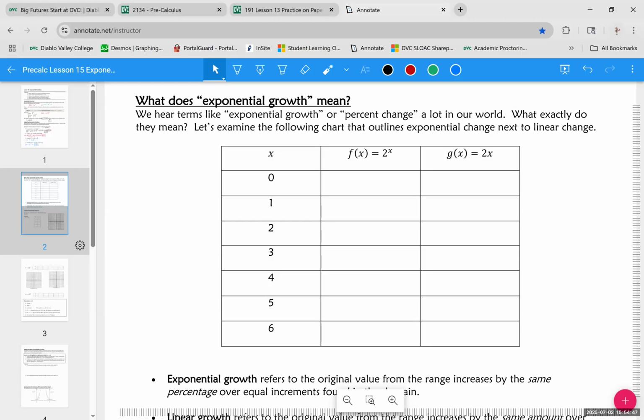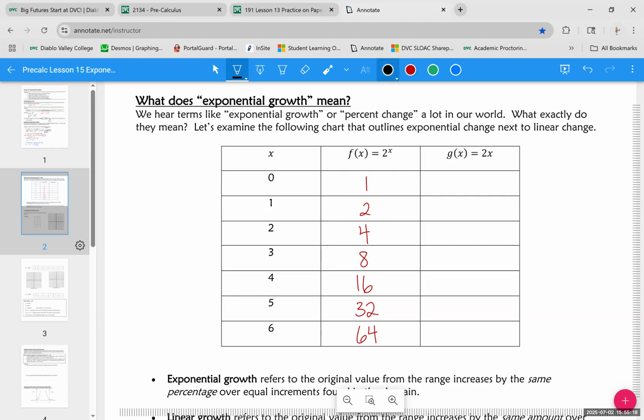So we're just going to make a little chart here. And what we're going to do is I've given us some inputs, and we're going to fill in what's the output for this exponential function, 2 to a power. So 2 to the 0. Anything to the 0 power is 1. 2 to the first, 2 squared, 2 to the third, 2 to the fourth, the fifth, and the sixth.